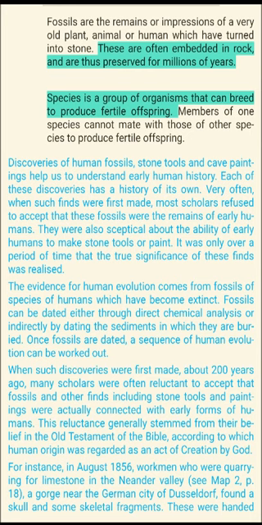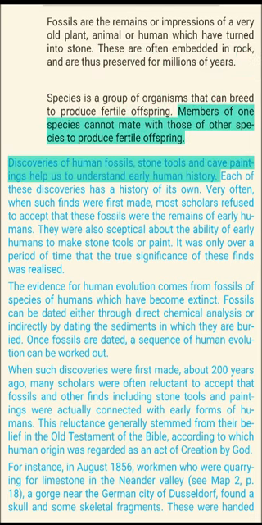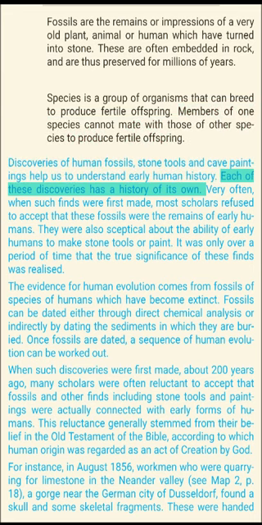Fossils are the remains or impressions of a very old plant, animal or human which have turned into stone. These are often embedded in rock, and are thus preserved for millions of years. A species is a group of organisms that can breed to produce fertile offspring. Members of one species cannot mate with those of other species to produce fertile offspring. Discoveries of human fossils, stone tools and cave paintings help us to understand early human history.